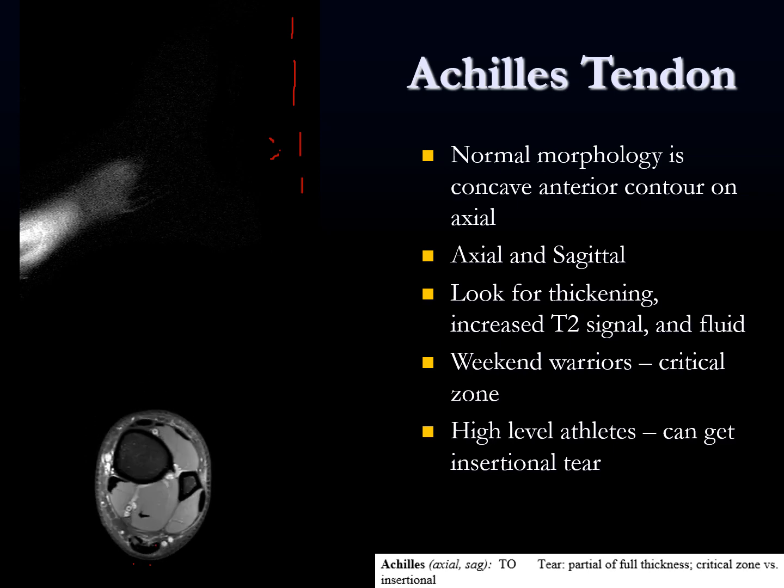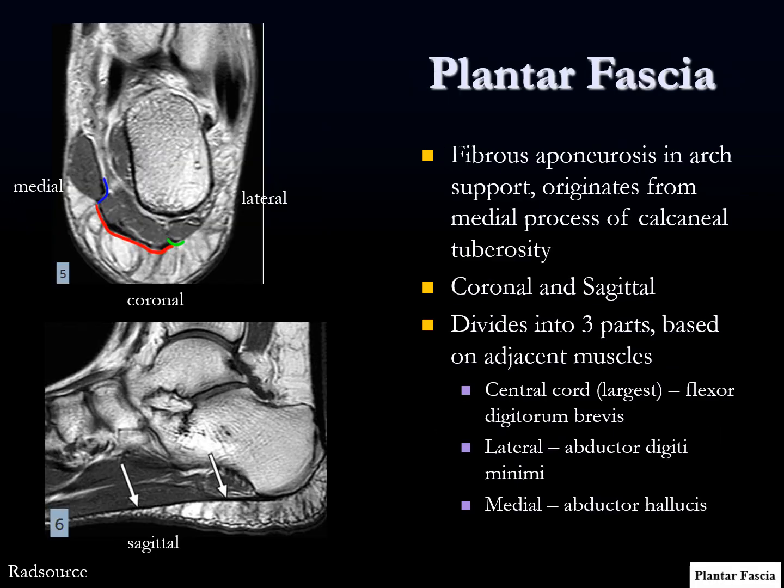Nothing really worrisome here. Next topic is the plantar fascia, which is the fibrous aponeurosis and arch support. It originates from the medial process of the calcaneal tuberosity, which is just what the name for the insertion is on the calcaneus. It's best evaluated primarily in the coronal and sagittal planes, and it divides into three parts named for just what muscles it's adjacent to. So it has a central cord, a lateral aponeurosis, and a medial aponeurosis.